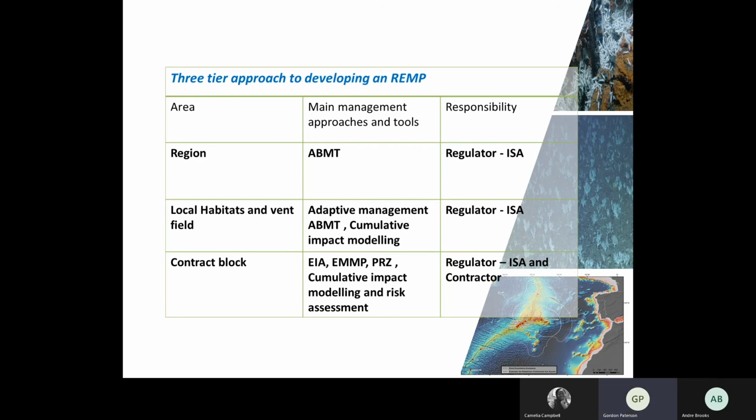The next tier down are the habitats around the vent fields and the large patches of fragile habitats such as octocoral fields. This is where our discussions need to be focused, I think. It's here where operational objectives and related management measures need to be developed. Here, adaptive management as well as area-based tools will be of most use, supported by cumulative impact modelling. At this scale, the regulator is still the main actor, that is the ISA, but with increasing input from the contractor. And finally, there's the level of the contract block.